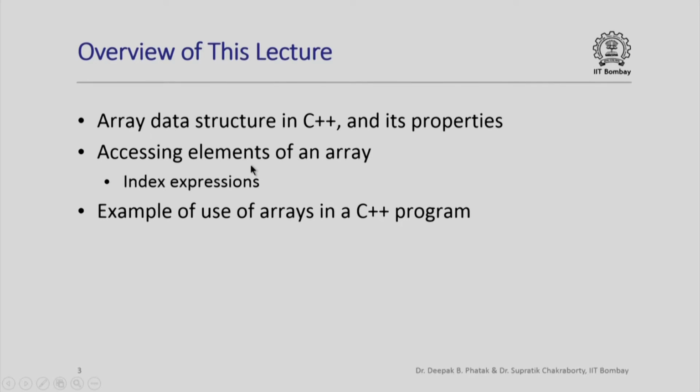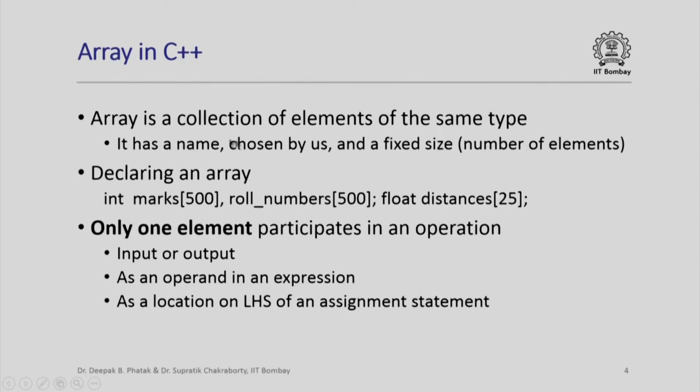We will also see how elements are accessed in an array. In particular, we will look at a couple of examples of using arrays in C++ programs. So, an array in C++ is a collection of elements of the same type. It has a name which can be chosen by us, and it has a fixed size which represents the total number of elements that the array can hold.